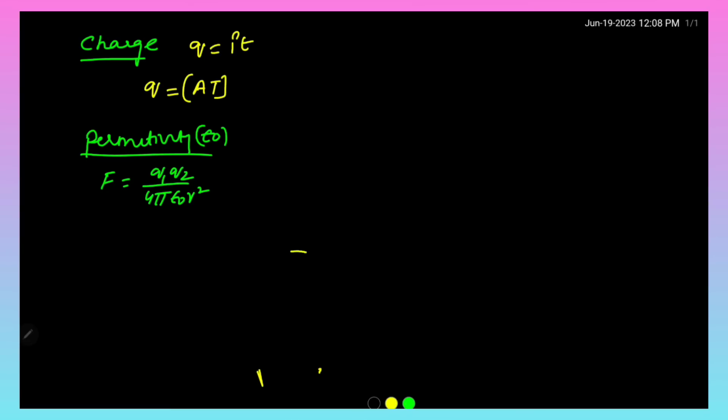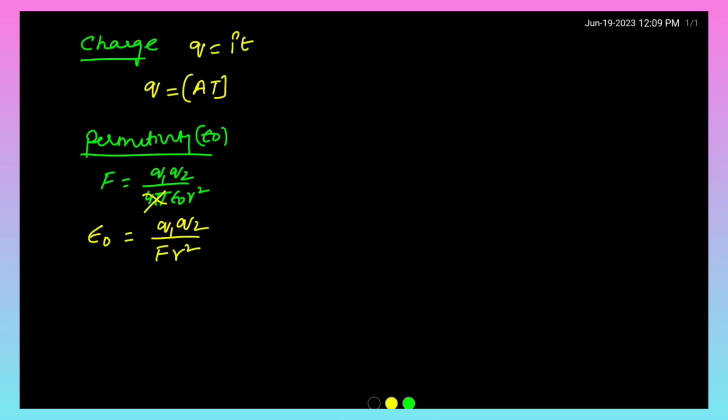So now how are you going to find out the dimensional formula for permittivity here? There are no dimensions for 4 pi, so you can remove this 4 pi. Here epsilon naught is equal to Q1 Q2 by F into R square. That's it. By using this formula you can find out the dimensional formula for permittivity. Q1 Q2, you know Q is nothing but ampere into time. Q is equal to AT.